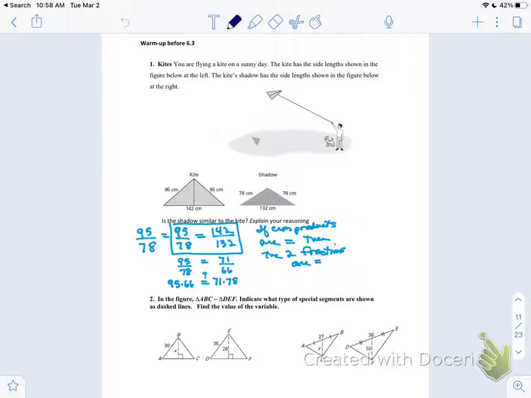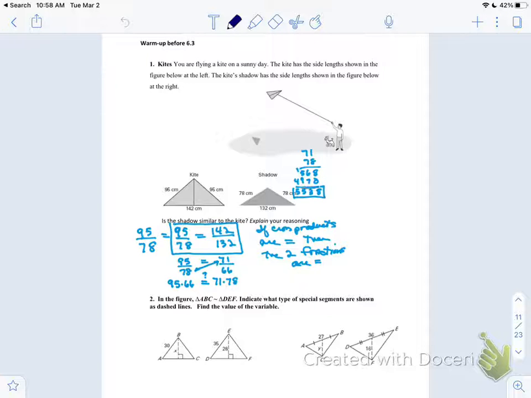Let me see where I can fit it in. Maybe I can fit it in up here. Cross product, 71 times 78. 8 times 1 is 8. 8 times 7 is 56. 7 times 1 is 7. 49. So this is 8, 13, 15, and 5. So that's your product there.